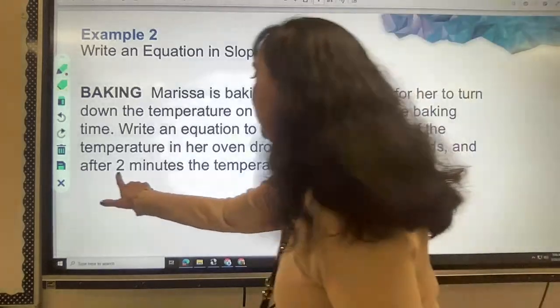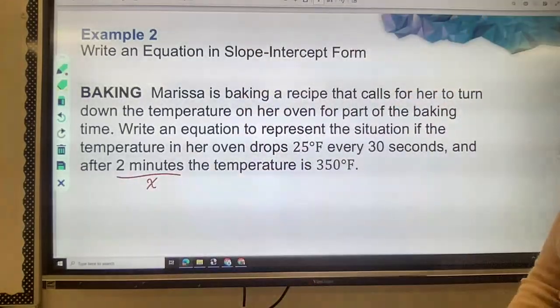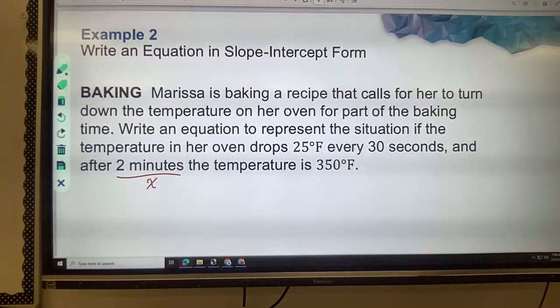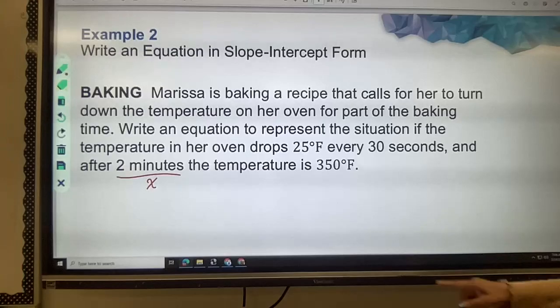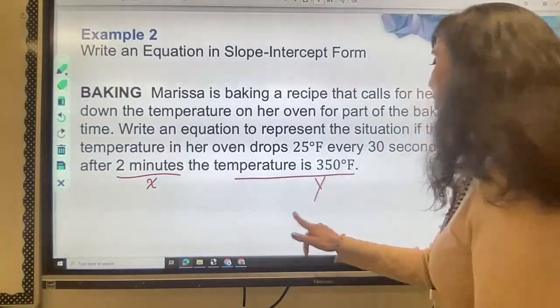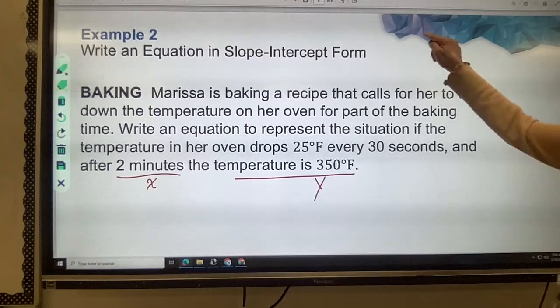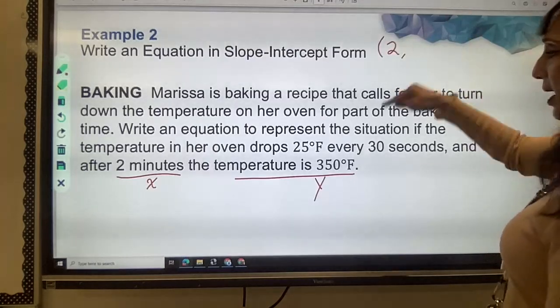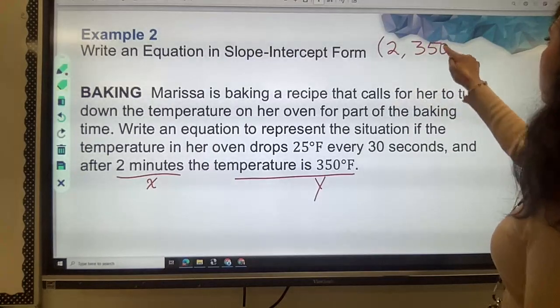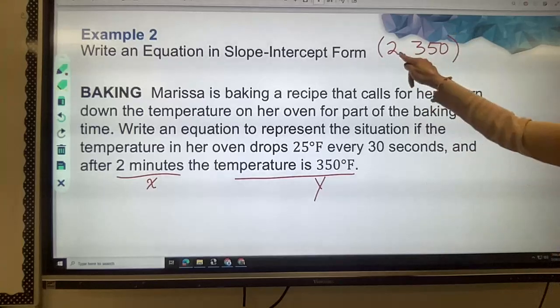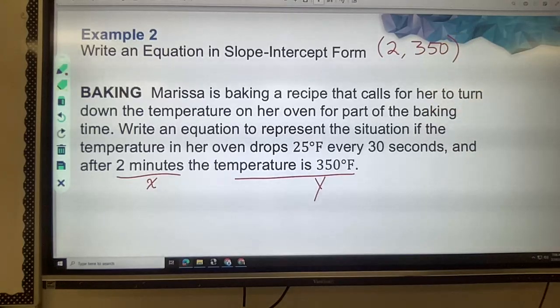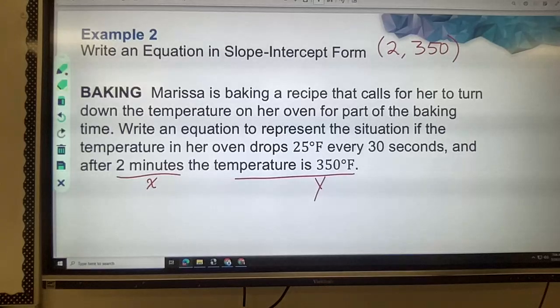Time in minutes is going to be X, and the temperature in Fahrenheit is going to be Y. So what is my ordered pair? My ordered pair is going to be 2 and 350 degrees Fahrenheit. This is X, this is Y. Then the change in X is 30 seconds or 0.5 minutes. And what does drop mean? Drop means a negative change. So the change in Y is negative 25 degrees Fahrenheit.